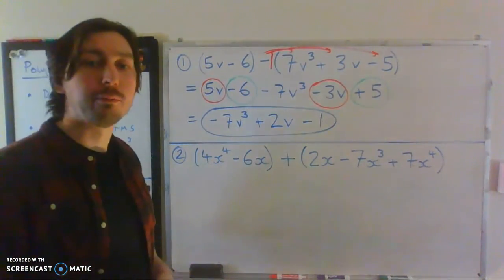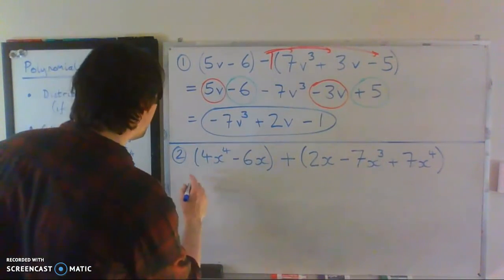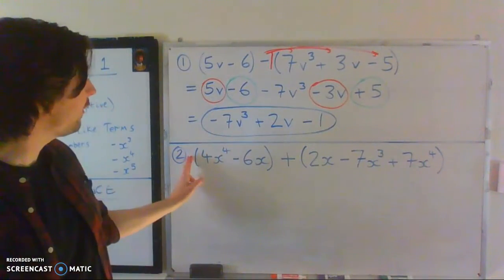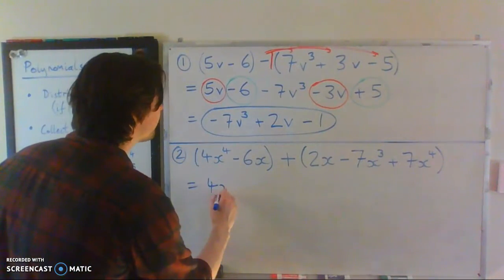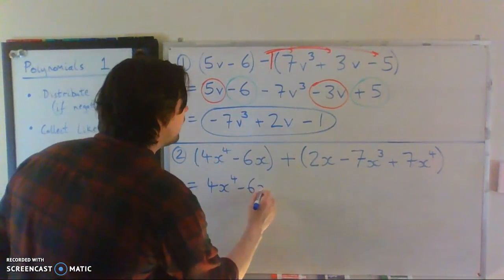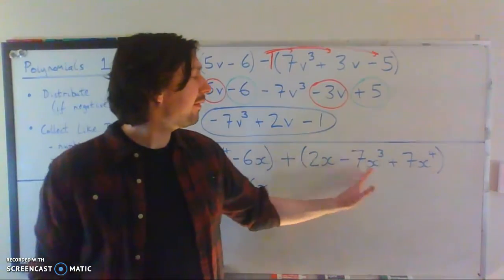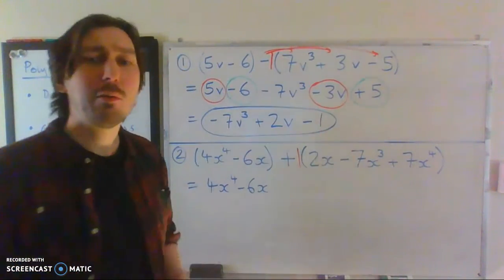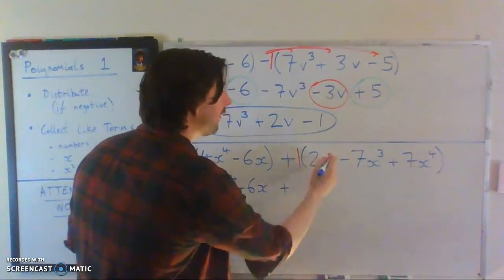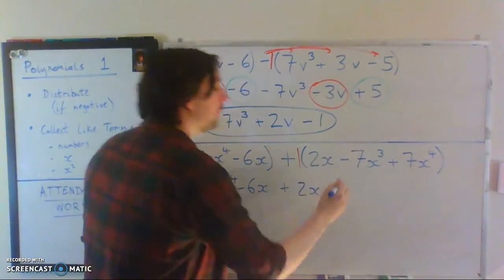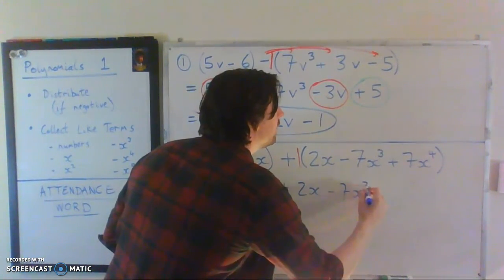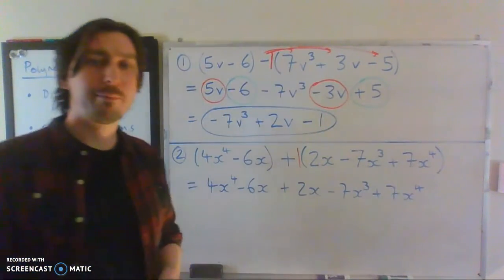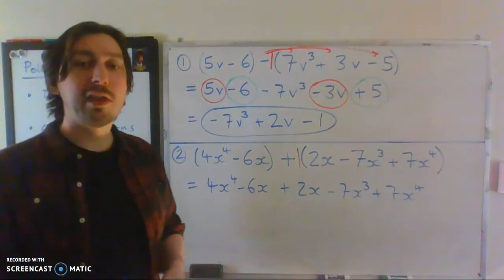Let's go on to question 2. This one, I don't really have to distribute, do I? Look, it's just a positive. There's nothing in front of here, so this is going to stay the same. And then since this is a positive, everything's going to stay the same. If I put a 1 in front of this and multiplied it out, nothing would change. So I'm basically just going to write plus 2x minus 7x³ plus 7x⁴. And now we do the same second step.